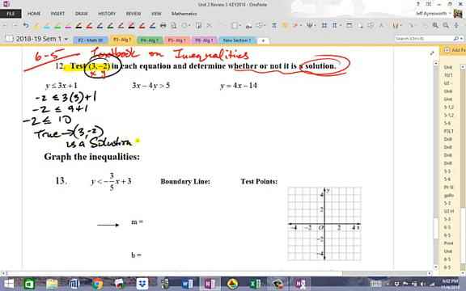All right? And you have to put that. Don't put whether it's true or false. Tell me whether it's a solution or not. That's what I want to know.